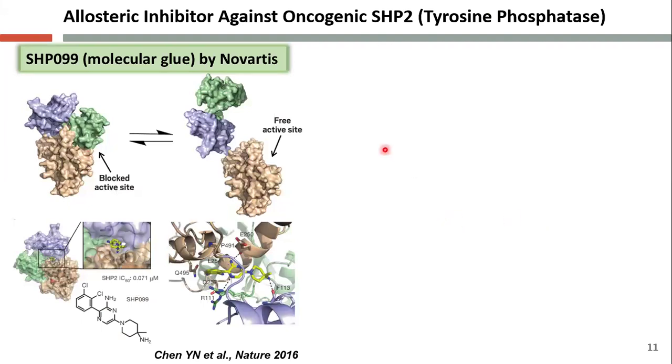And not only kinases, tyrosine phosphatases have also gained lots of attention these days. Novartis, back in 2016, published a Nature paper and disclosed a molecular glue-like inhibitor called SHP099. This molecule can inactivate the tyrosine phosphatase called SHP2. Another family member, which I'm talking about in today's talk, is called SHP1. They are very close relatives, and these molecular glue inhibitors can lock SHP2 in a closed conformation and inhibit its oncogenic functions.